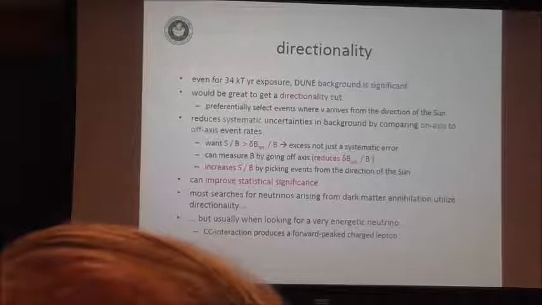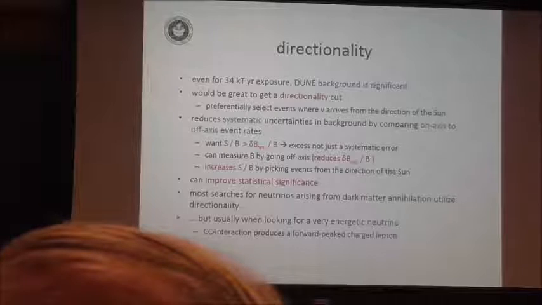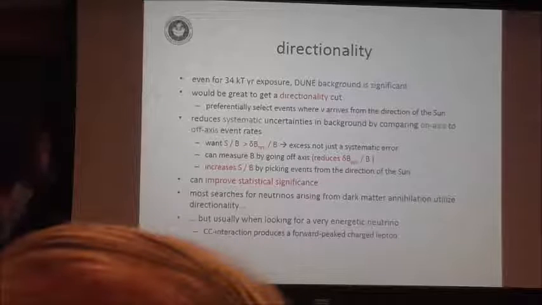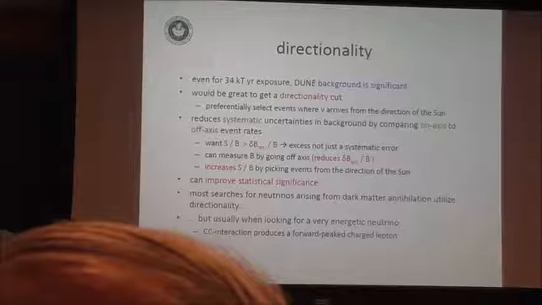And of course, the other thing is that if you reduce your background preferentially compared to your signal, then that can improve your statistical significance. And so most searches for neutrinos arising from dark matter annihilation in the sun try to use directionality for these reasons.